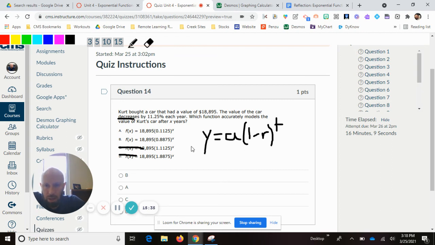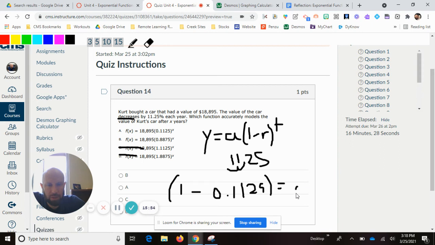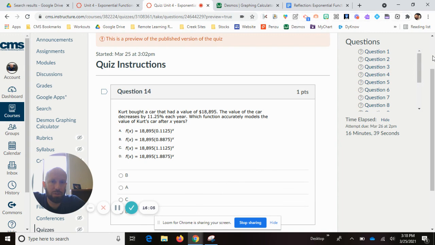Again, here's our percent, 11.25. That decimal's got to move twice to the left, 1, 2. So that turns into 0.1125. So that means we're taking 1 minus that amount. And 1 minus that amount is going to give us 0.8875. So the answer for this one is B. And our last question, question 15.